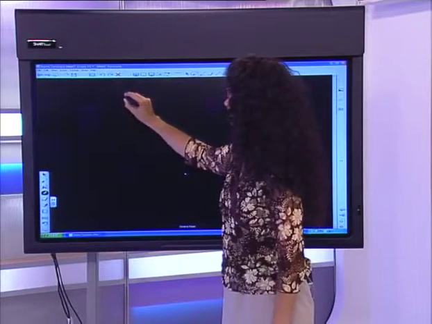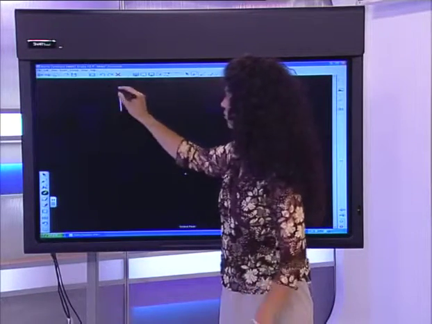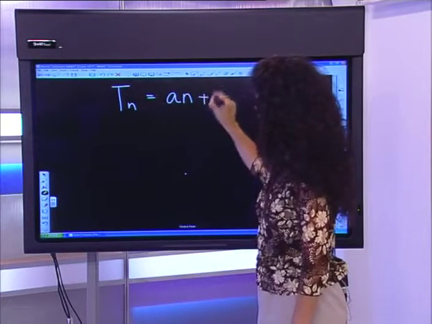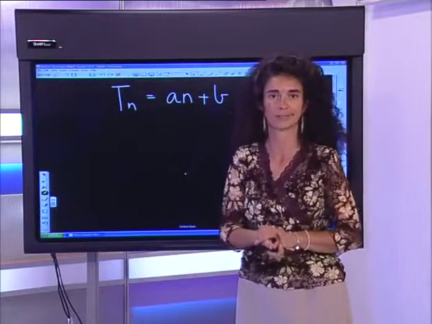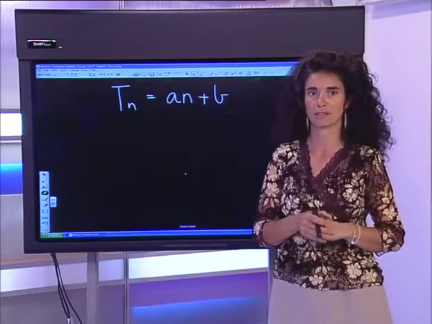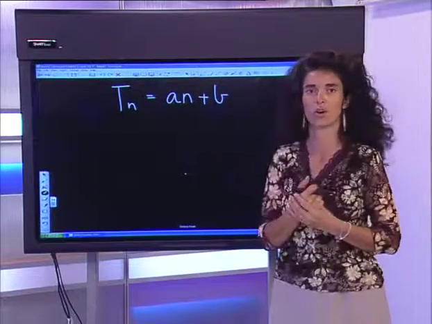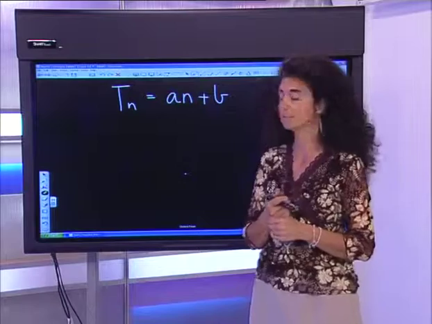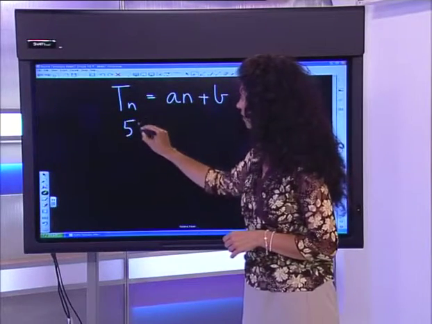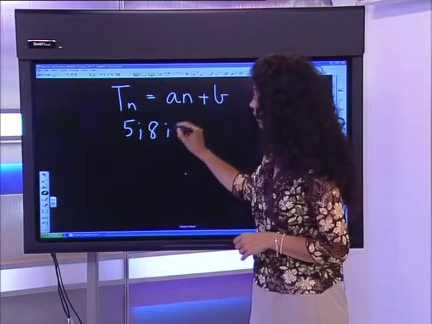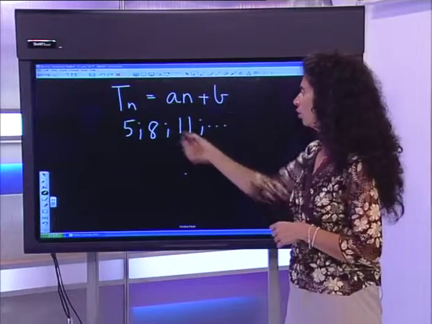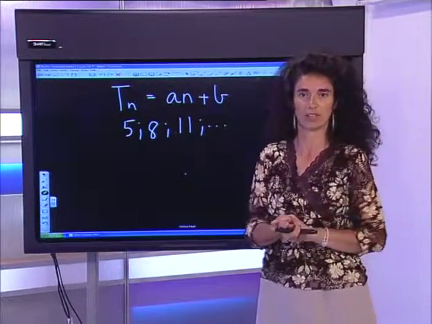All right, so if you are asked to find the nth term, you'd always start with, it looks like this. That's what it looks like. Your job is to go and find what A is and find out what B is, in this whole process of finding that linear pattern. And if we look at the pattern 5, 8, 11, etc., then we can see that we're going up in threes.